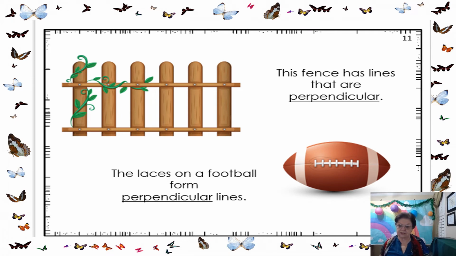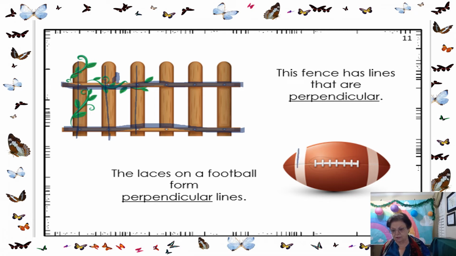Now, this fence has perpendicular lines. It has parallel lines. That one and that one are parallel. And these fence posts are parallel to each other. But right here where they meet and they make a right angle, they become intersecting.